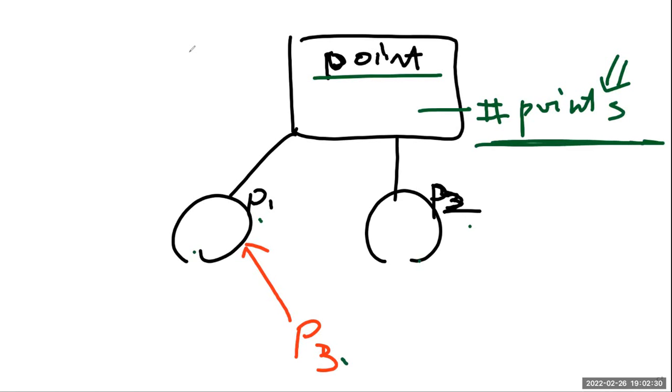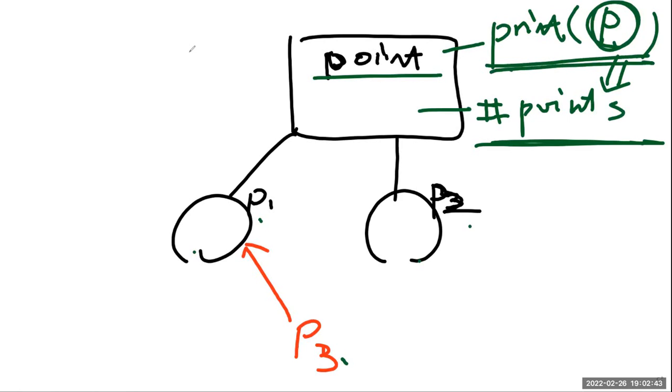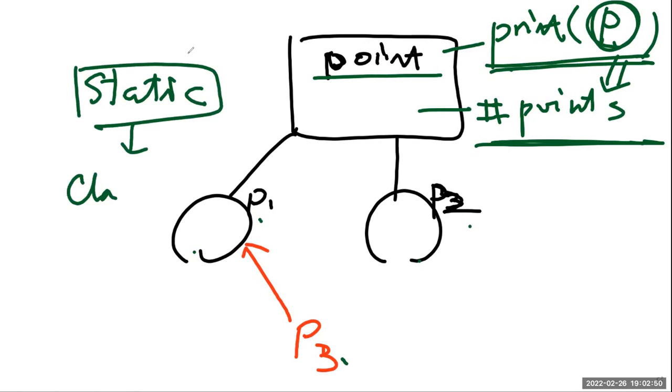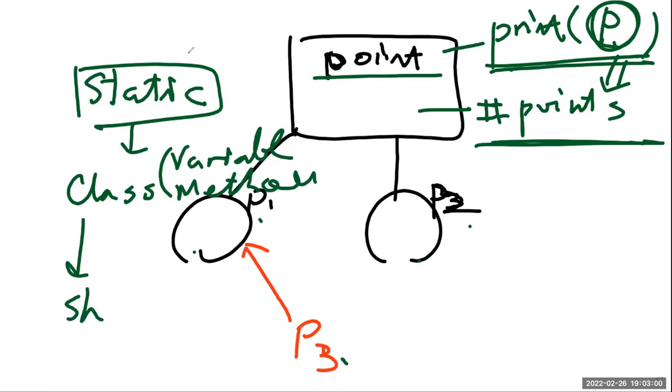And this print function is the same. The print function doesn't belong to any object. It helps print any arbitrary point P. So that actually is a shared property. For a shared property, we use the word static. Static means class variable or class method, and that really means shared. Any questions so far?